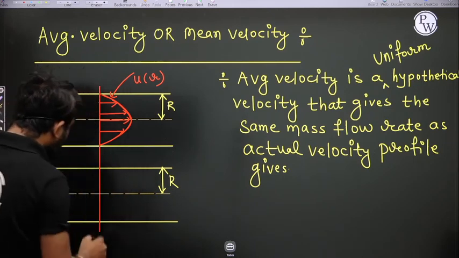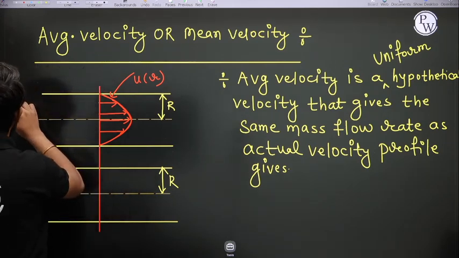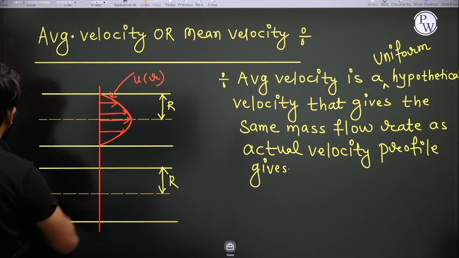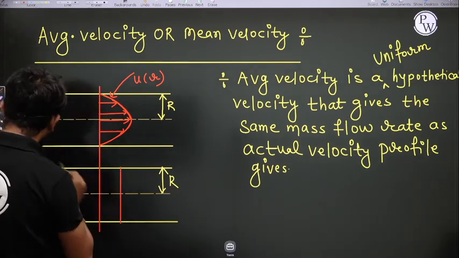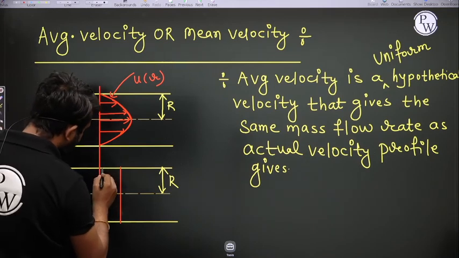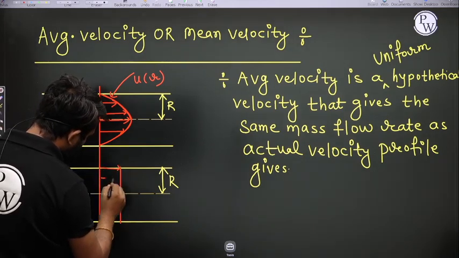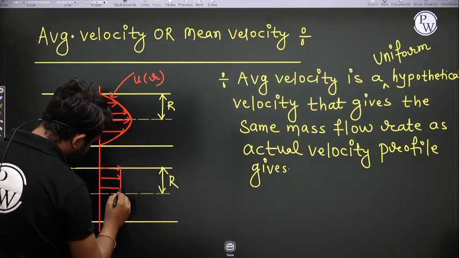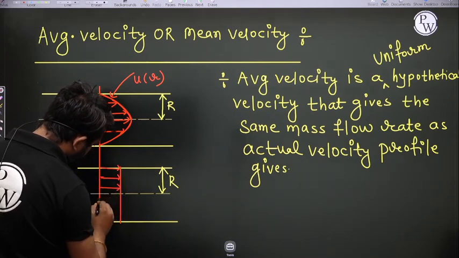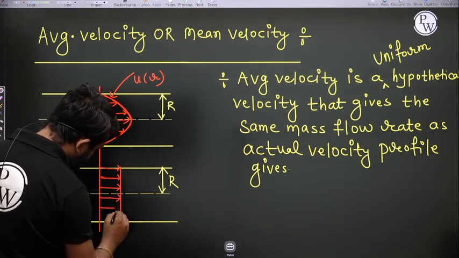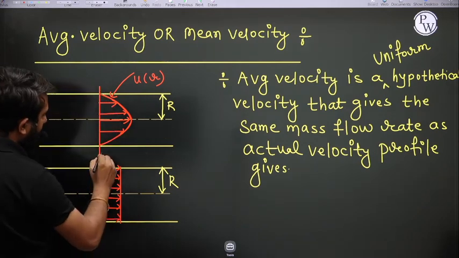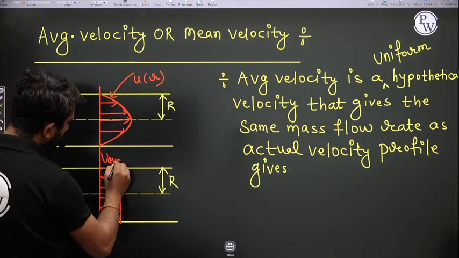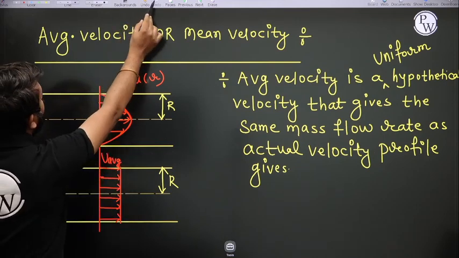So if I consider the average velocity profile here, this is the distribution of the average velocity profile. This is the average velocity profile. Right? This is the average velocity.